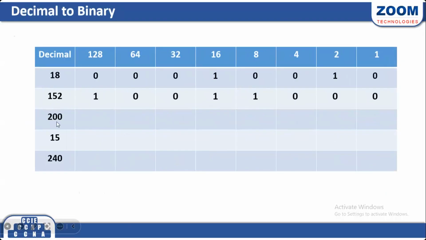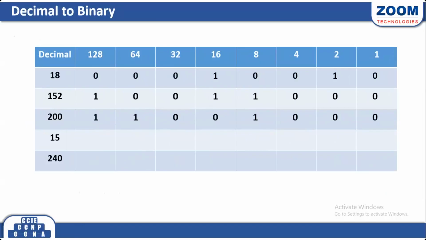Then for this decimal number 200 here, 200 means 128 plus 64, 192, and 192 plus 8. So that's why 1 1 0 0 1 0 0 0.